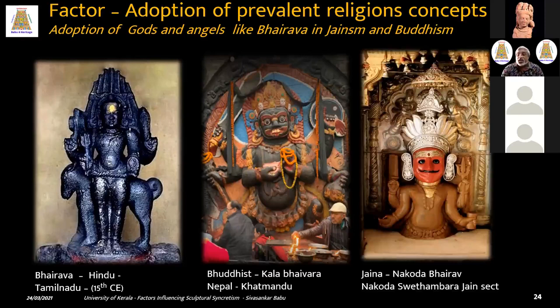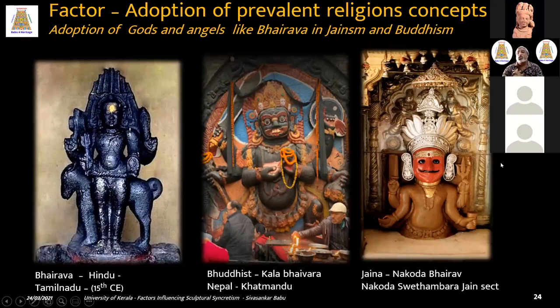And this is popular in the Swetambara Jain sect. So this is another way where your sculptures can change by adopting the same basic form and coming up with a different iconography in terms of weapons or in terms of structures, and then having your own version of God.